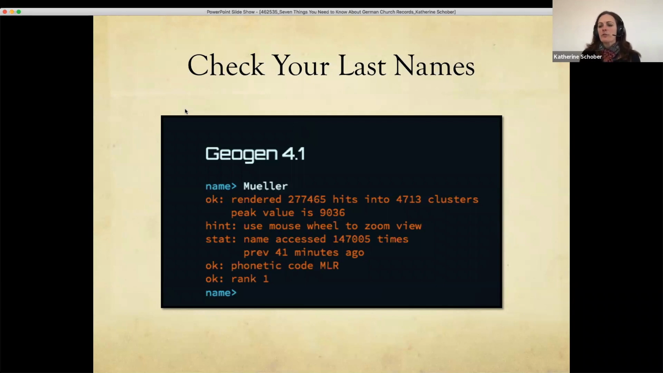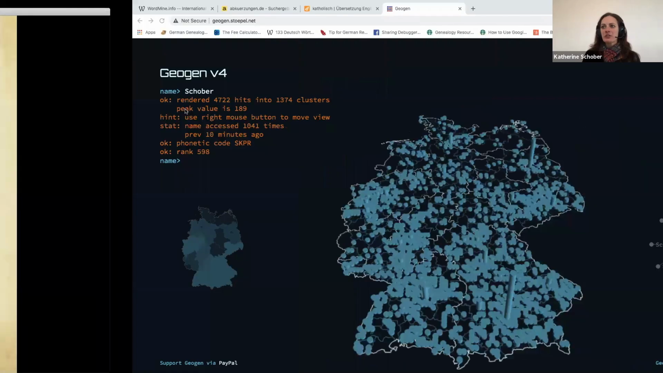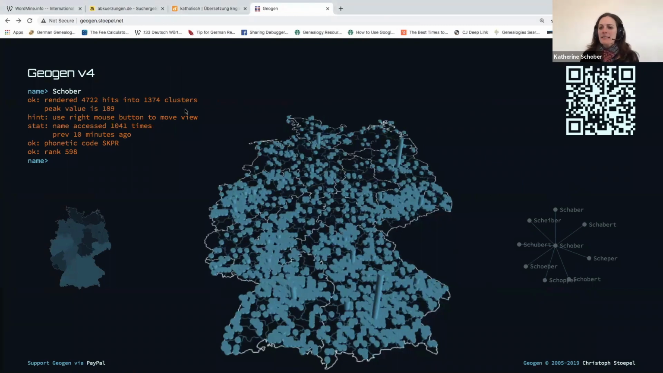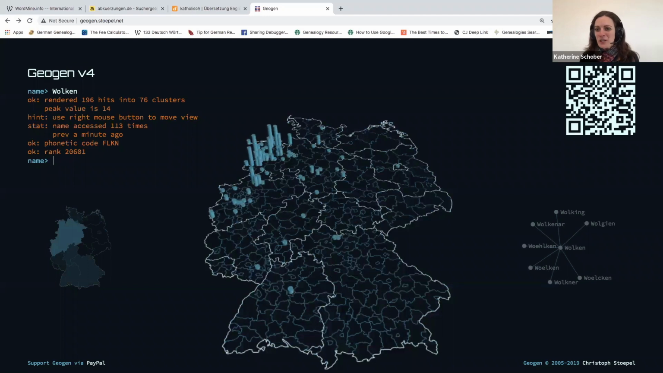So, one great tool related to last names is the website GeoGen. And I always like to let people know about this website because it's so helpful. So, if you're looking at a handwritten last name in your church record and you want to make sure that last name has been transcribed correctly, you can go to this website GeoGen, type in your last name. So, I was working with the last name of Volken. Type it in here and it will actually show you the instances of that last name in Germany.